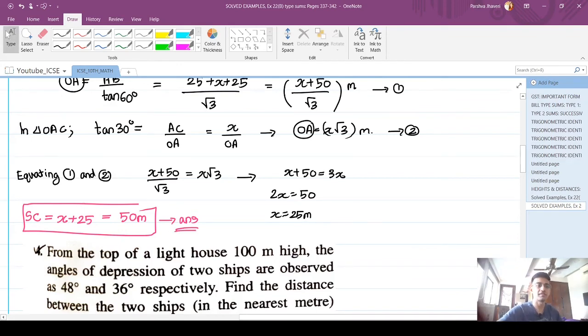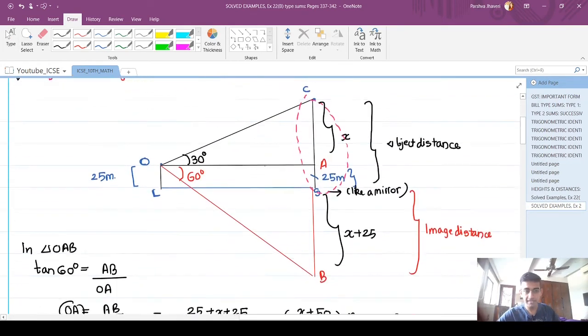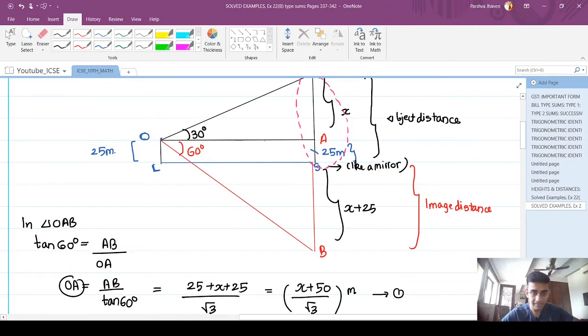I hope you loved this sum. Please don't make a mistake in the diagram. Always take everything with respect to your observer. This is the angle of depression. This is the angle of elevation. Take it with respect to your observer, who is 25 meters above the lake level. Next sum.